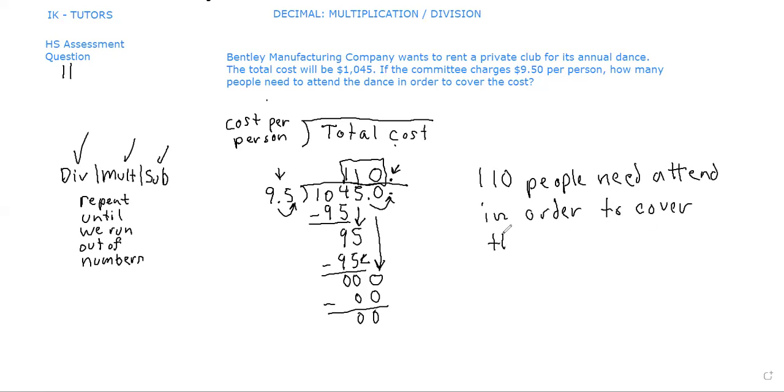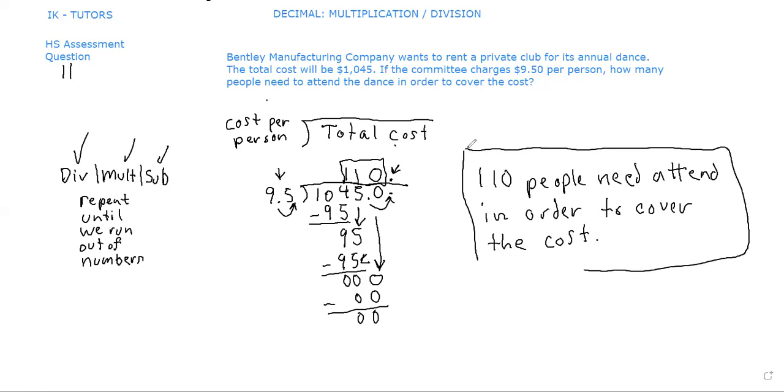If we want to check our answer, we can do it on a calculator simply by doing this. We started off with $1,045 divided by $9.50. We put that on our calculator, we're going to get 110, which is exactly what we got when we did the long division right here.